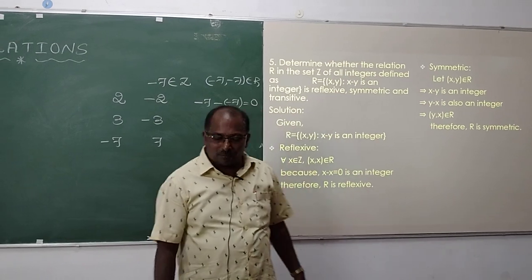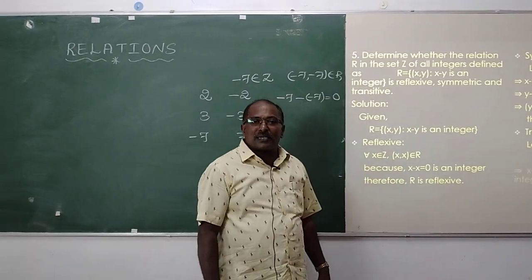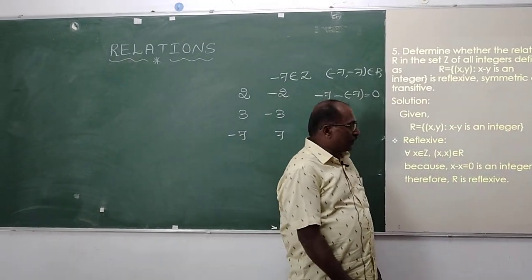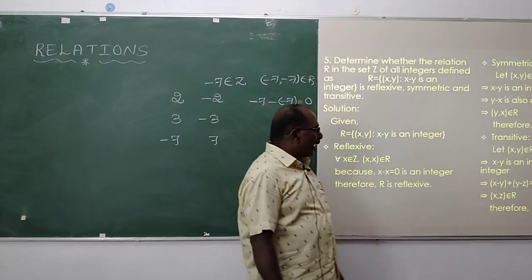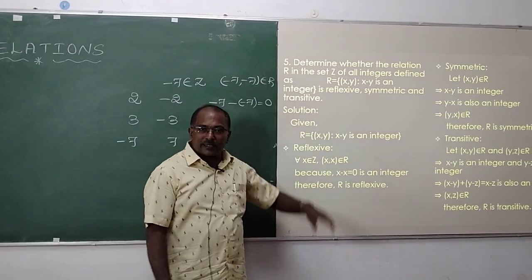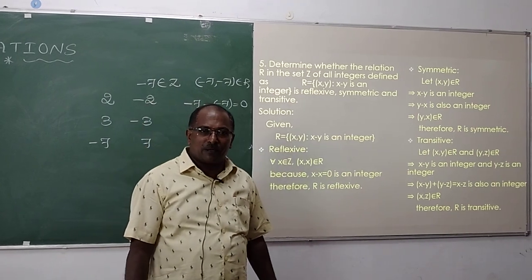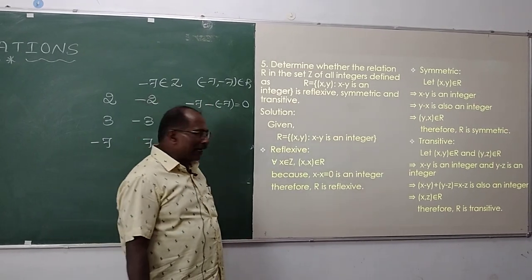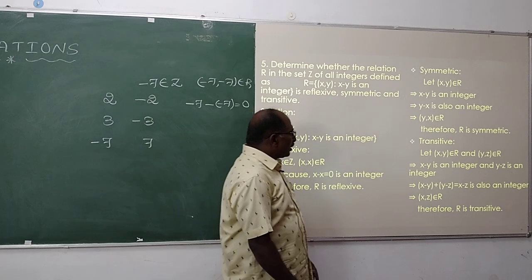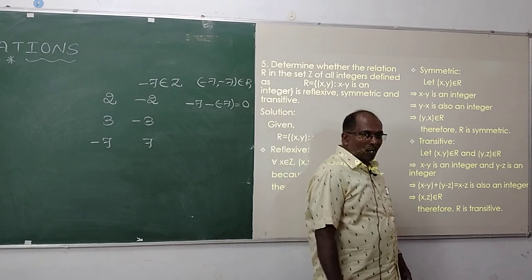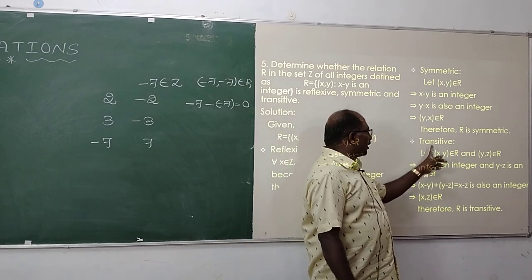Now, shall we determine whether R is transitive or not transitive. Students, already I told that whenever R is a universal relation, it is reflexive, symmetric and transitive. Here, the relation is transitive. How to determine the transitive nature of the relation?